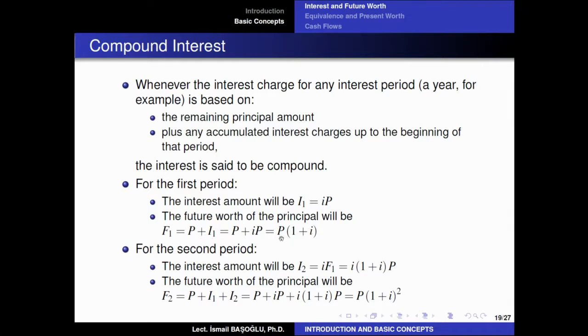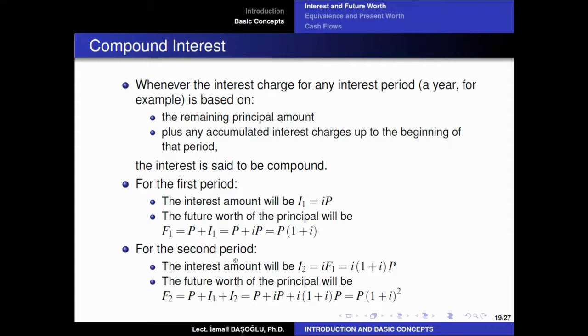That is going to be equal to P times (1 plus i), or P plus iP, which is P times (1 plus i). So this is the future worth of your principal at the end of the first year. And actually, this formulation is also consistent with the simple interest calculation, but only at the end of the first year.